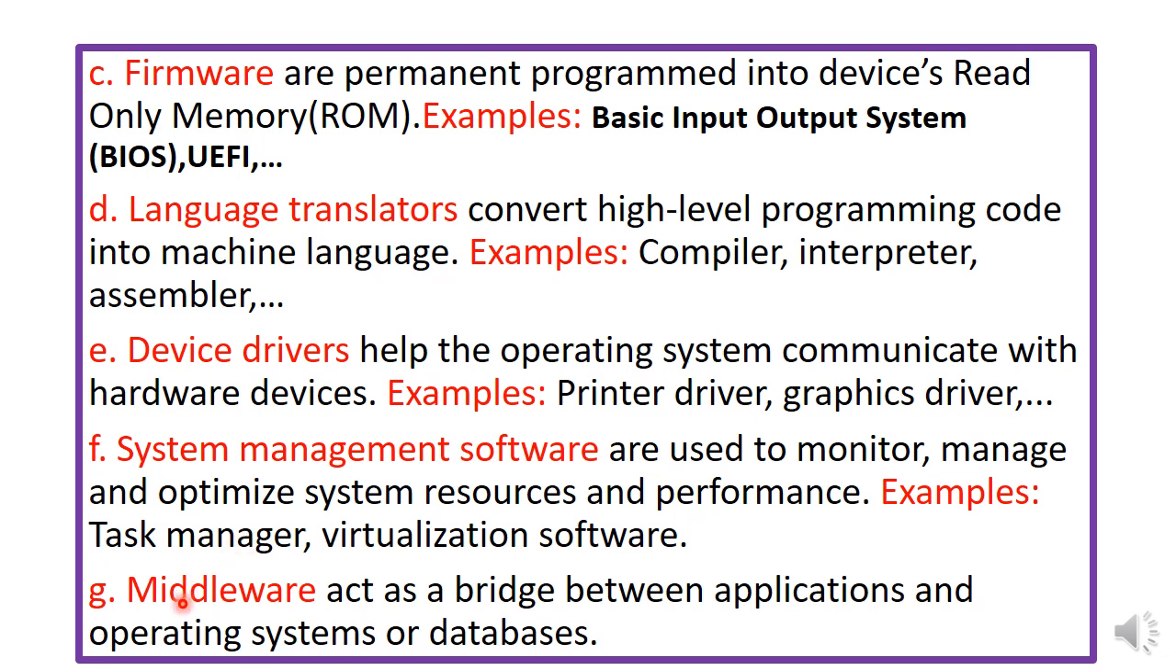So we can talk about middleware. Remember that we have categorized computer software into two main categories, system software and application software, and these two categories must communicate. So middleware is system software which acts as the bridge between application software and the operating system or database.